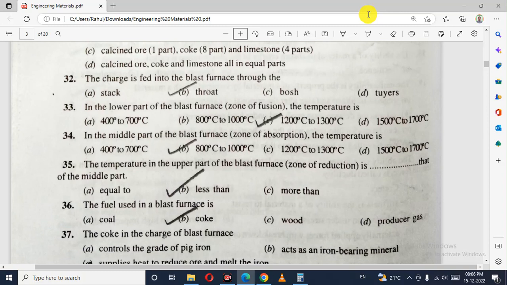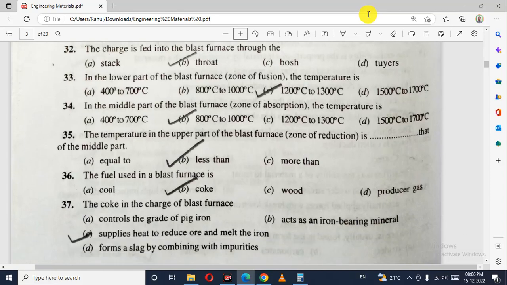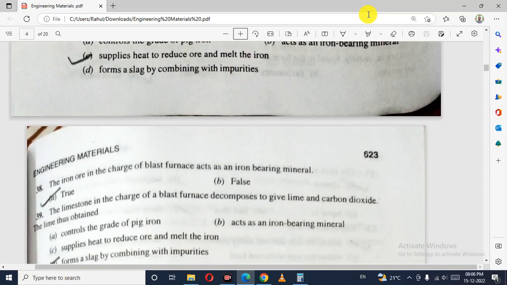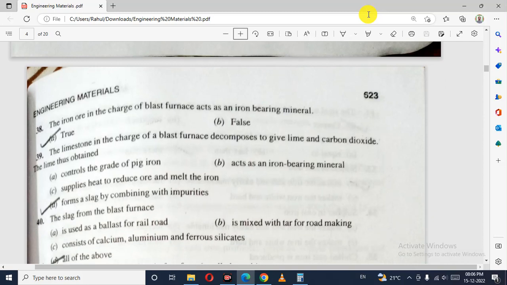The fuel used in a blast furnace is coal. Coal in the charge of the blast furnace supplies heat, reduces the ore and melts the iron. The iron ore in the charge acts as the iron-bearing mineral. True. The limestone in the charge of a blast furnace decomposes to give lime and carbon dioxide. The lime forms a slag by combining with impurities.